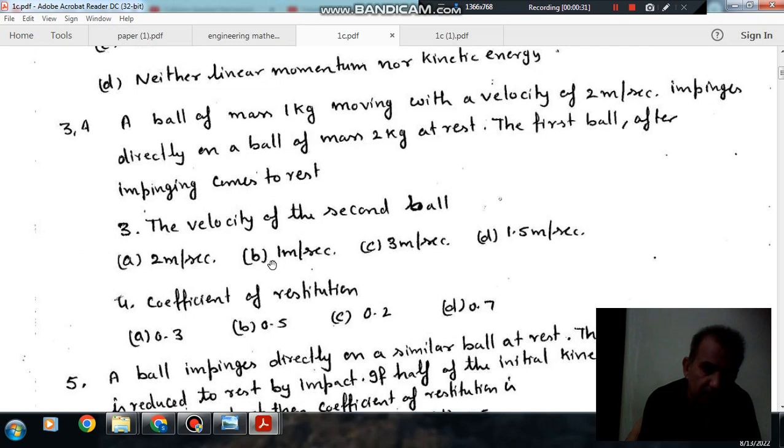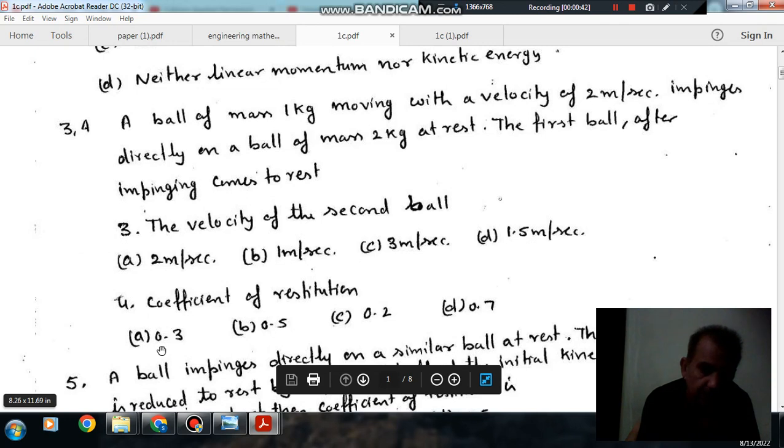Option A 2 meter per second, option B 1 meter per second, option C 3 meter per second, option D 1.5 meter per second. Question number 4, the coefficient of restitution. Option A 0.3, option B 0.5, option C 0.2 and option D 0.7.